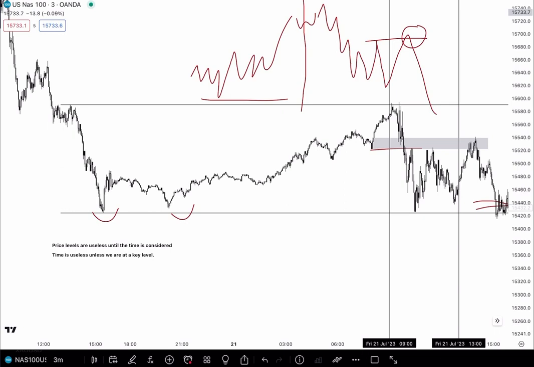Now, let's look at finally the example of the 1 o'clock open and how you can use that. And then touch on rejection blocks, and we wrap this up.